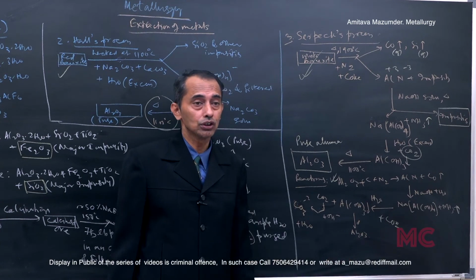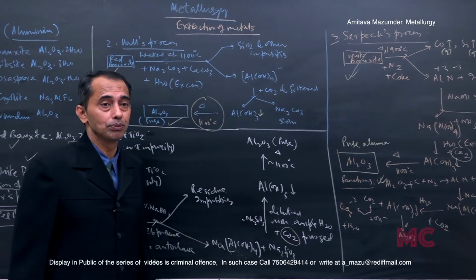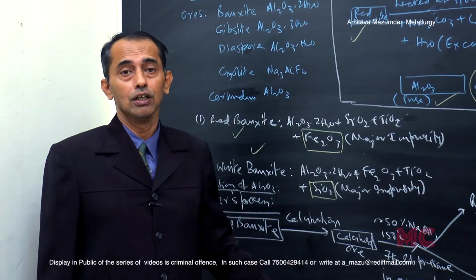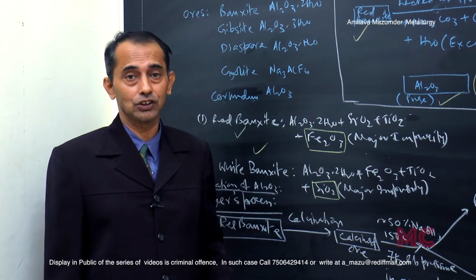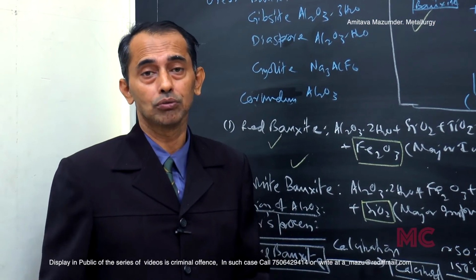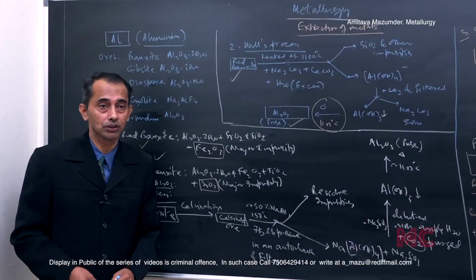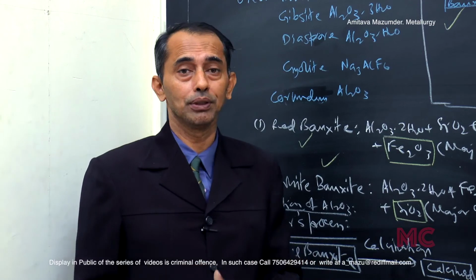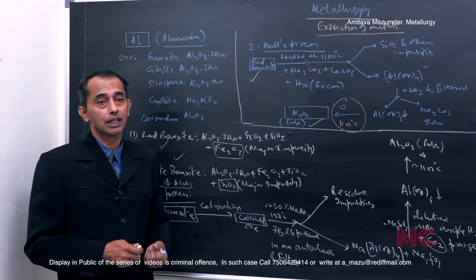As shown in the diagram, this is the flow chart of how to prepare pure alumina, because alumina is the material which will finally undergo the electrolytic reduction process, and soon we will be showing that. So Al2O3 we have prepared, and now we will go for the electrolytic reduction of alumina.